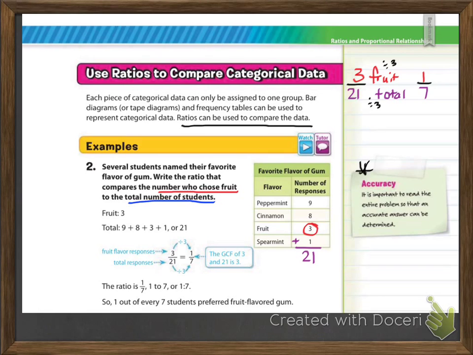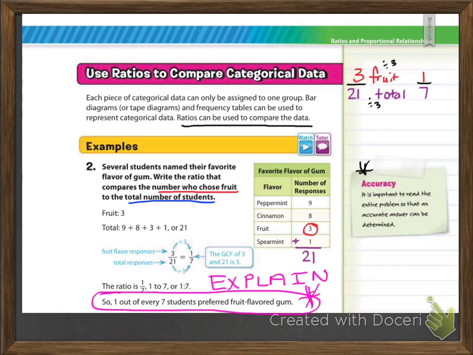And the explanation for this is a little bit different. It's actually really important that you understand the difference for this explanation. As you can see down here, the explanation for this problem says, so 1 out of every 7 students preferred fruit-flavored gum. So I want you to circle that, and then I want you to write that big explain again. Because when I pass your papers back to you, when I mark it wrong, when I tell you that you need to go back and look at the notes, this is what I'm telling you to look at, the explain portion. This is how it's different.